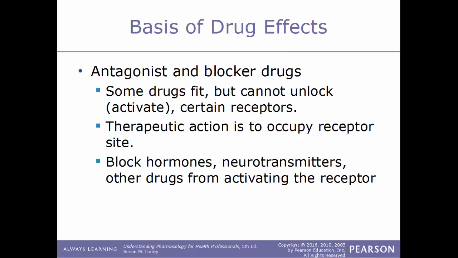There are some drugs that can fit into the receptor but cannot unlock or activate it. These are called antagonist or blocker drugs. Their therapeutic action is to occupy the receptor site, so agonist drugs can't get to them and can't activate them. So these can block hormones, neurotransmitters, and other drugs from activating the receptor.